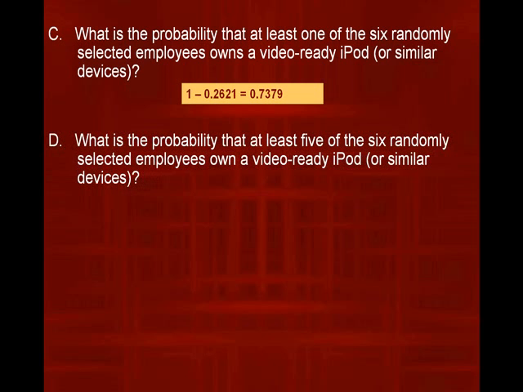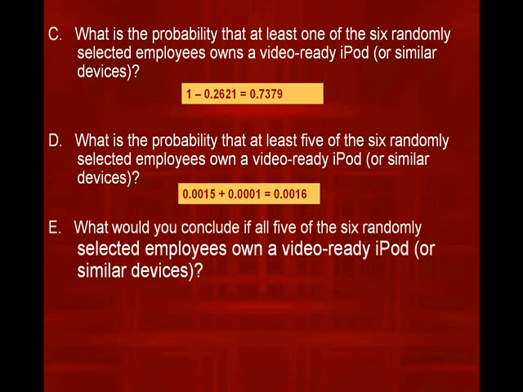Then for part D, at least 5. So the probability of 5 is 0.0015, and the probability of 6 is 0.0001. Both of those are at least 5, and they're the only two numbers in there that are at least 5. So just add those together. We'll have 0.0016.